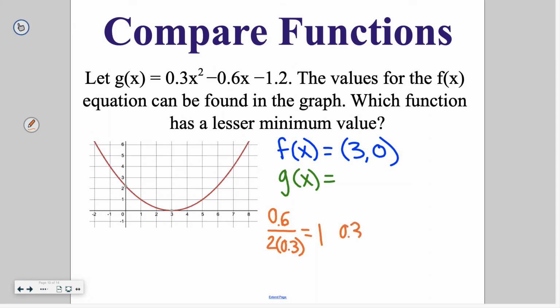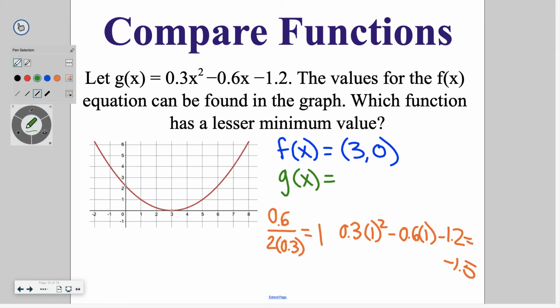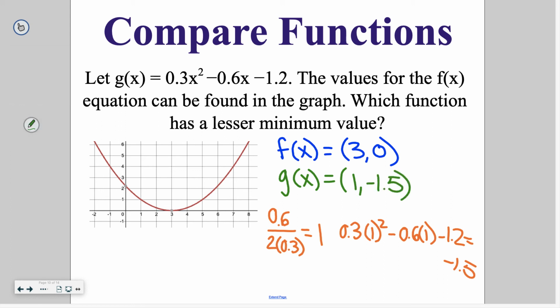Plugging that into your equation, again, you can just plug that into your calculator. I'm going to write it out so you can visually see what you would be plugging in. When you do that, you get an answer, in this case, of negative 1.5. So my vertex, my minimum point for g of x, becomes (1, -1.5). This time we're looking for the minimum value, so I'm going to look between 0 and negative 1.5 to see which one is lower. So I would say g of x has a lesser minimum value, so it has that lower point on its graph.